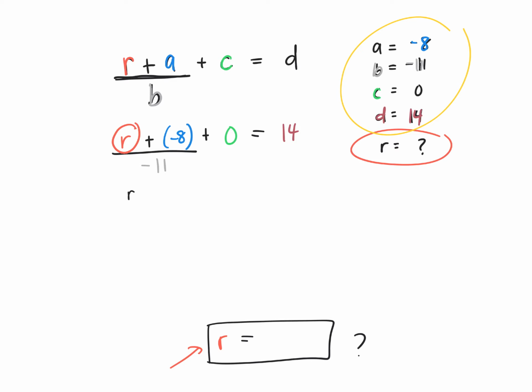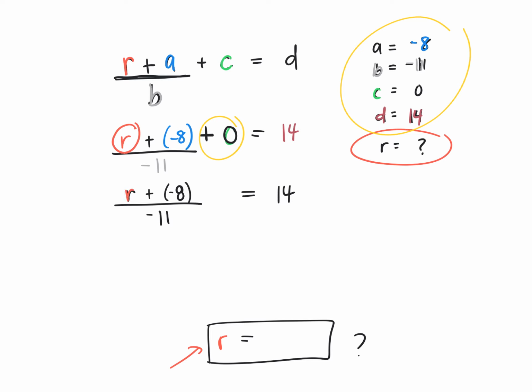So let's rewrite this as r plus -8, and I can't add or subtract those together. We cannot combine a variable and a number, right? Divided by -11. Now, in this case, I have plus 0. Do I actually have to write plus 0? No, plus nothing. So that is equal to 14. I'll do another example later where this is a number and not a plus nothing, because that involves an extra step. So for now, let's just stick to this question.